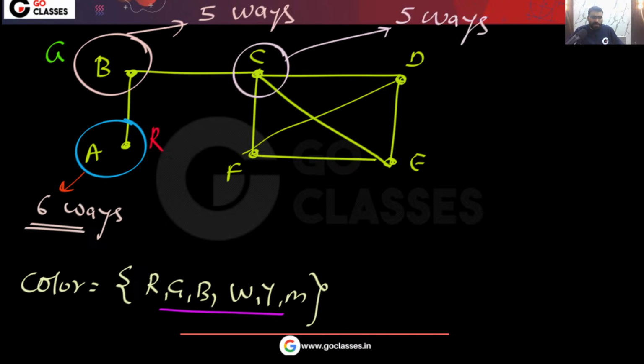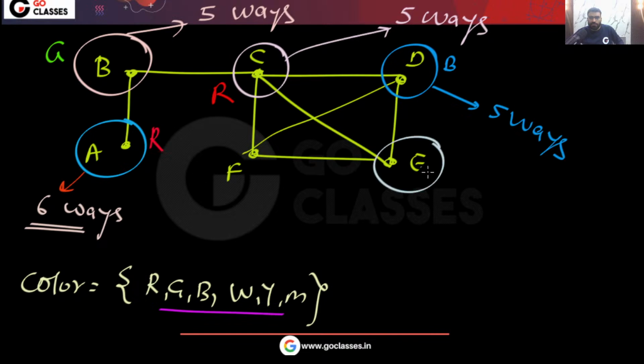I can give any color. For example, for this vertex C, let me use red color again. Now tell me, for vertex number D, how many choices? I cannot give red color to vertex D because vertex C has red color. So again, there are 5 ways. I can use any other color I want. For example, let me give blue color here. So 5 ways for vertex number D.